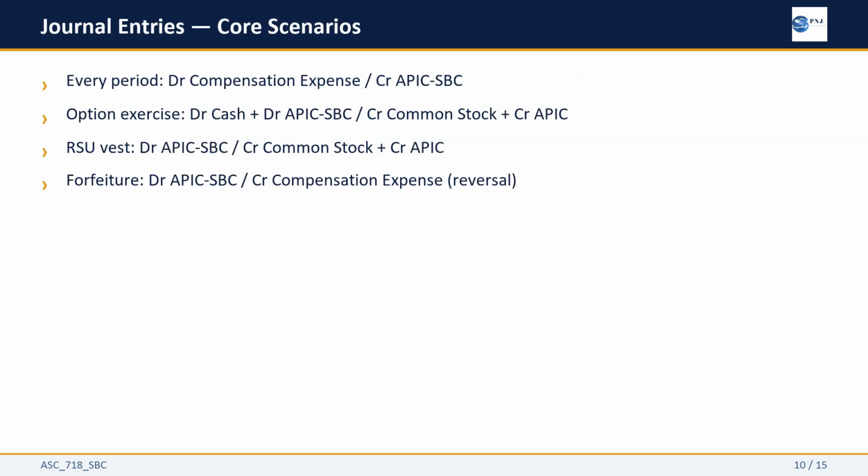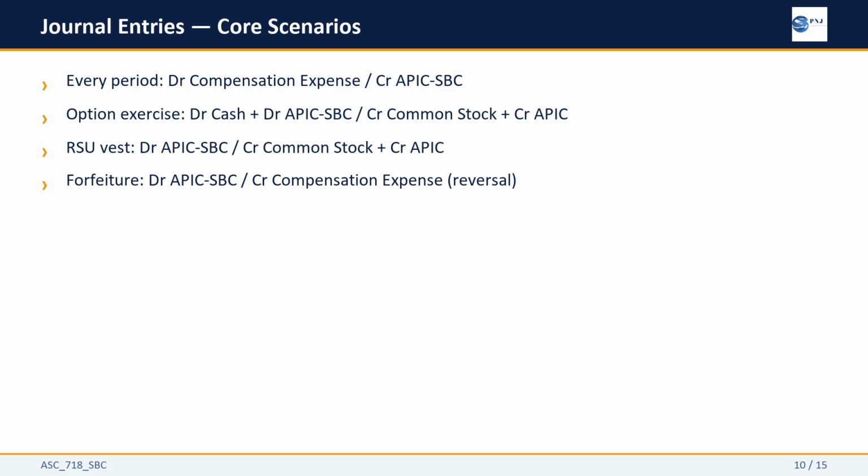The journal entry framework is clean. Every quarter, the core SBC expense entry debits compensation expense by function and credits APIC-SBC for the proportionate grant date fair value earned. When options are exercised, cash and APIC-SBC are debited together and reclassified into common stock and regular APIC, the equity accounts.